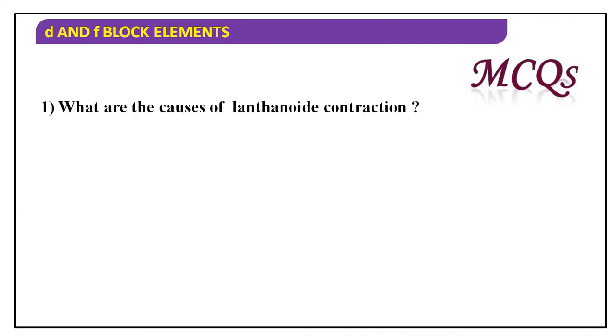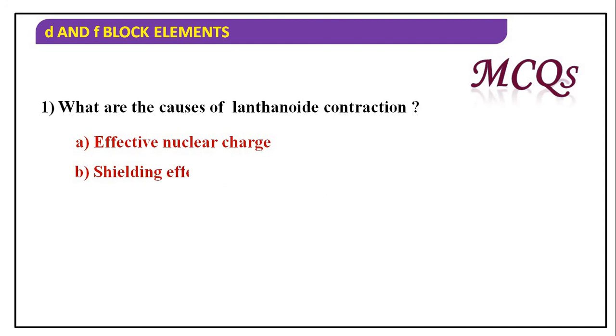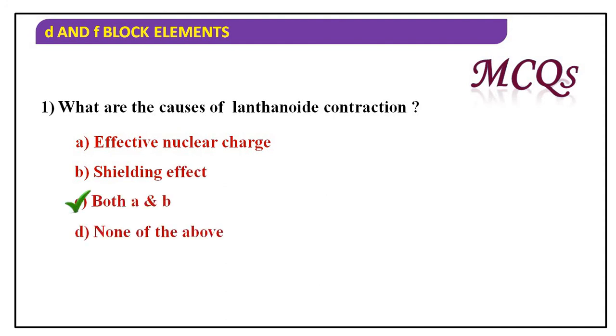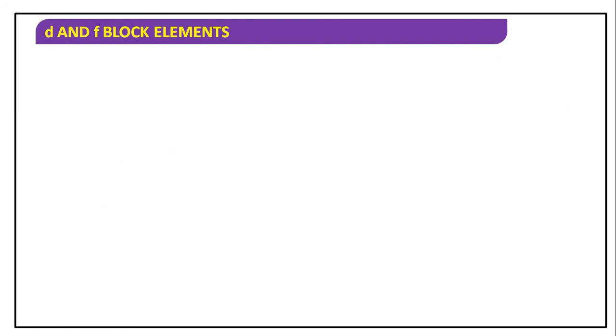Now we will discuss some multiple choice questions. What are the causes of lanthanide contraction? Effective nuclear charge, shielding effect, both A and B, none of the above. So the answer is obviously both A and B.